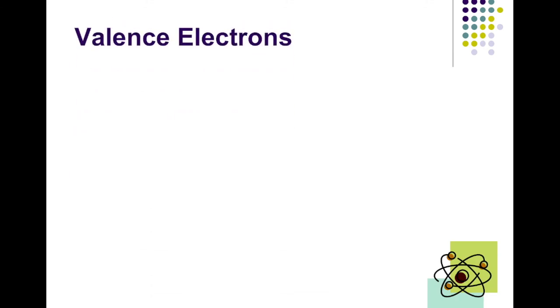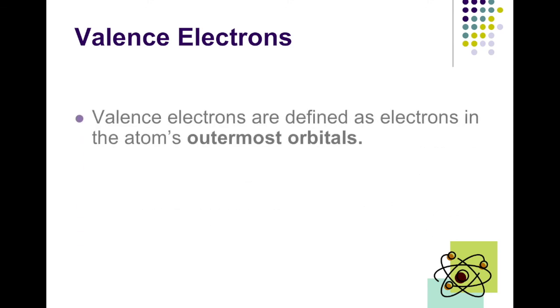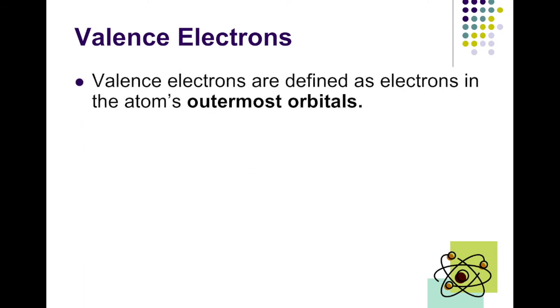All right, one last main thing I want you guys to get from this is valence electrons. We're going to go over valence electrons even more throughout this unit. But a valence electron is defined as the electrons in the outermost orbitals. You have to know this. This is going to help you with Lewis dot structures when we talk about that next week.